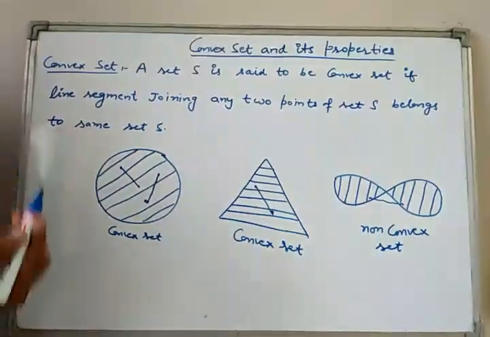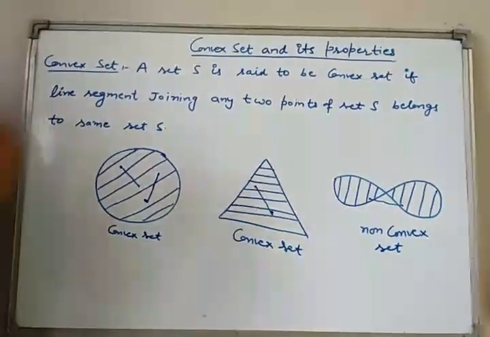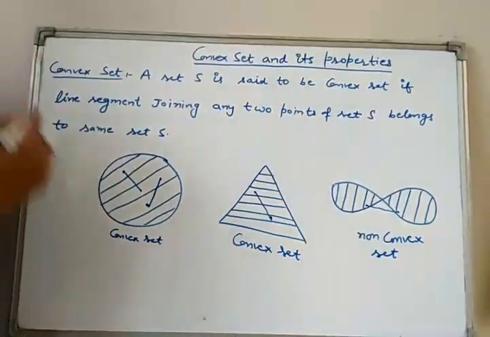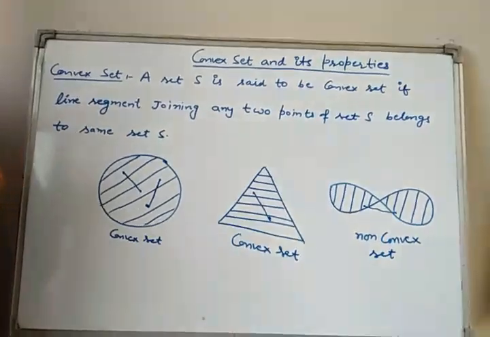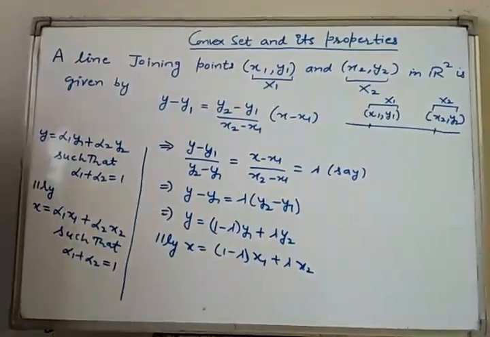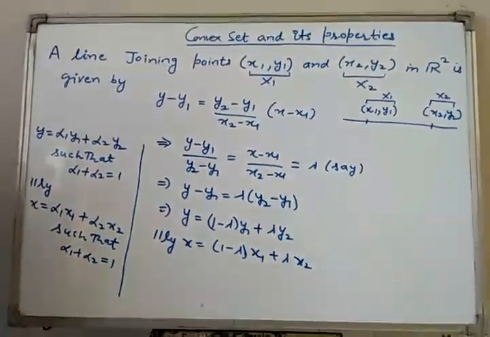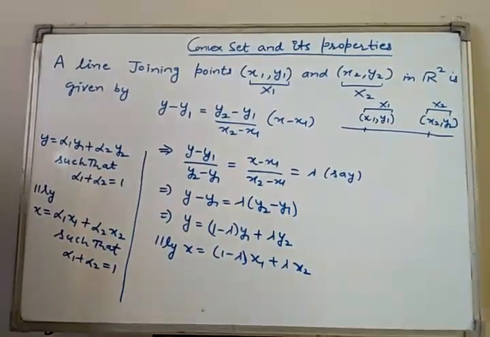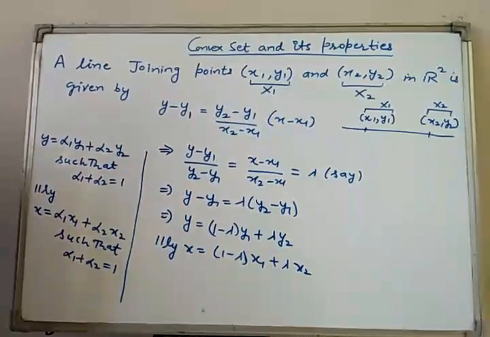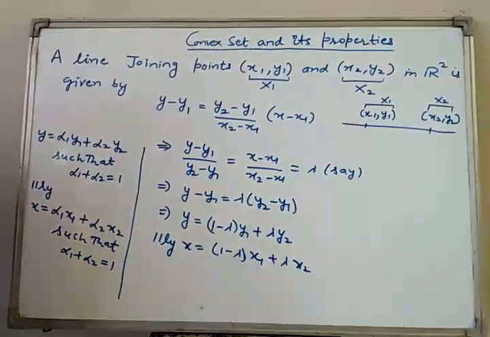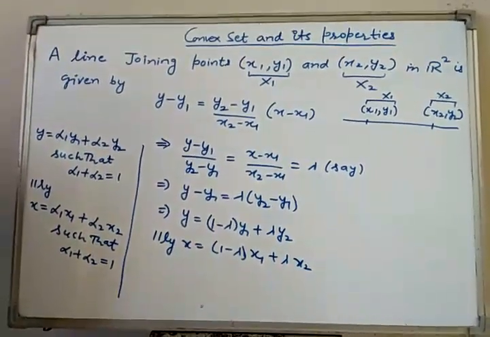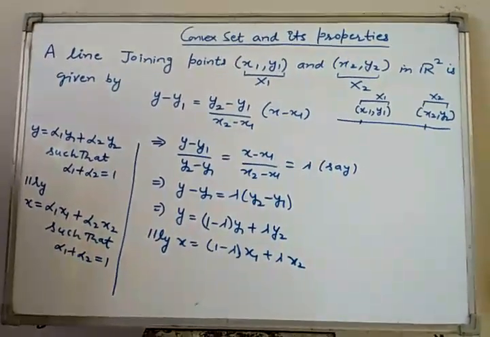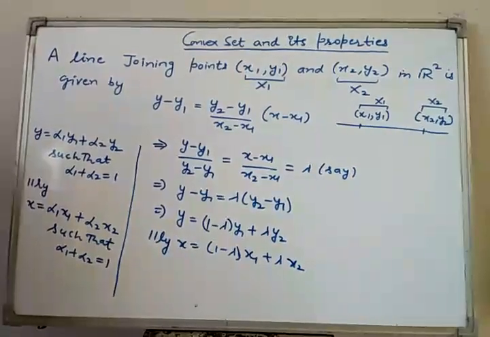Now we will derive the mathematical definition of a convex set. First we will derive the mathematical equation of a line segment. Now we have to express a convex set mathematically. That is, what is a convex set mathematically? For this we want the mathematical equation of the line segment joining the points x1 and x2.